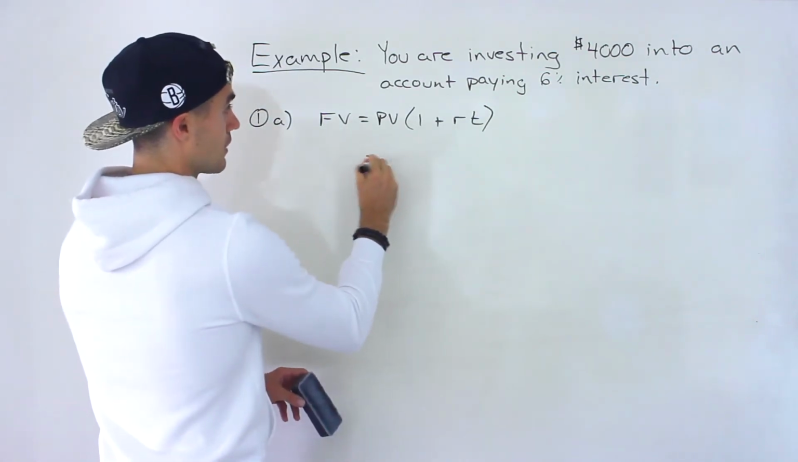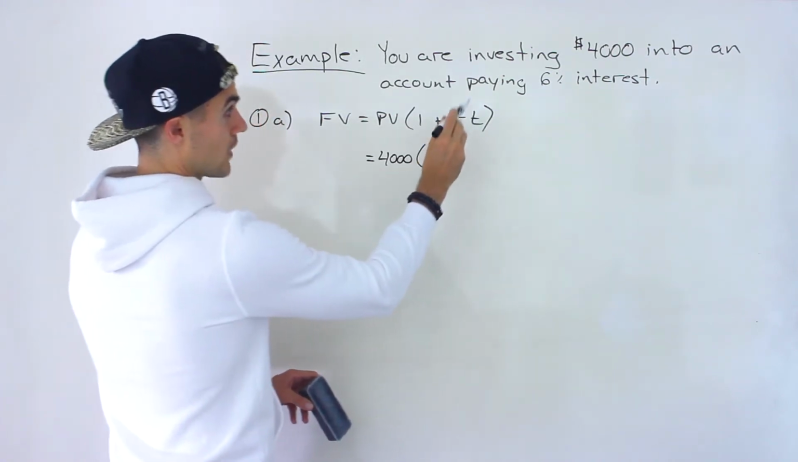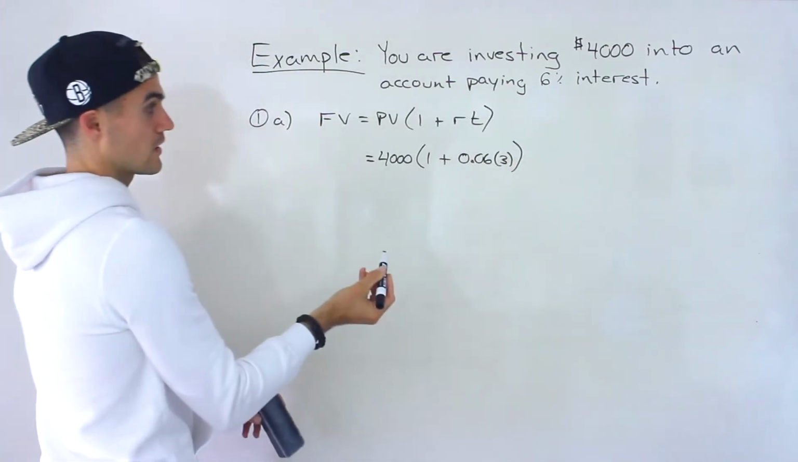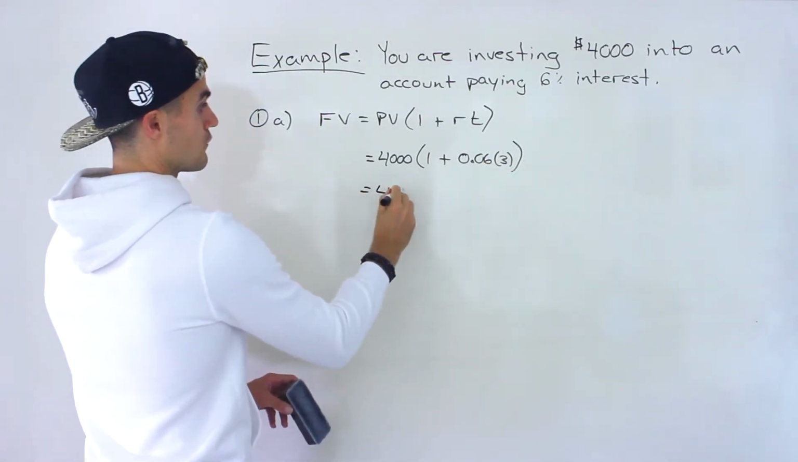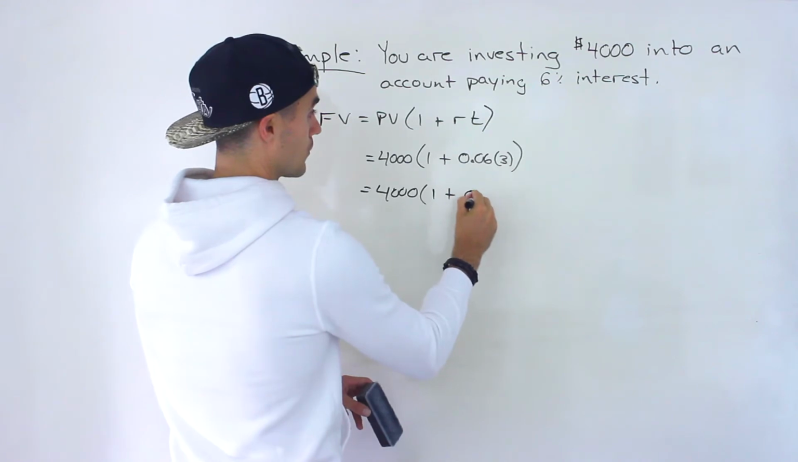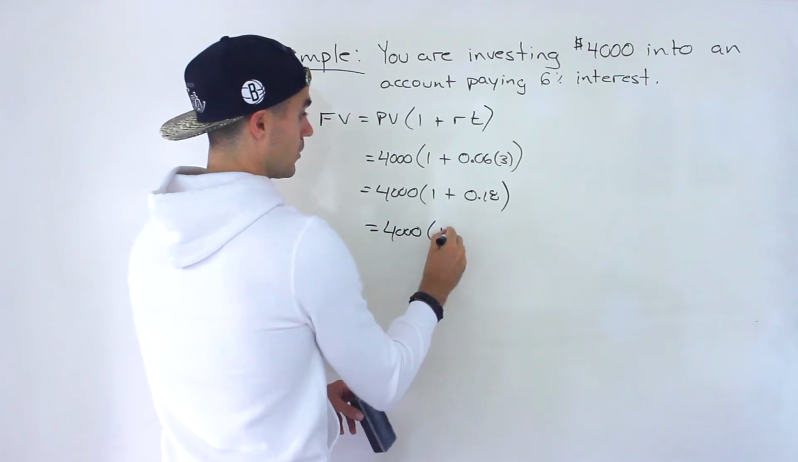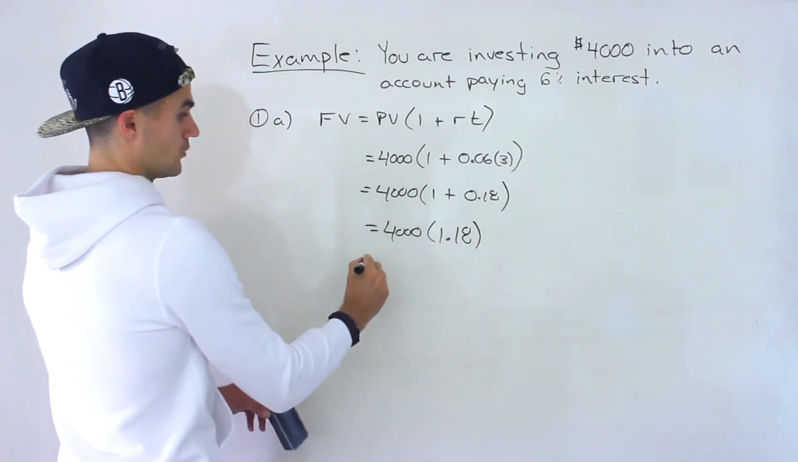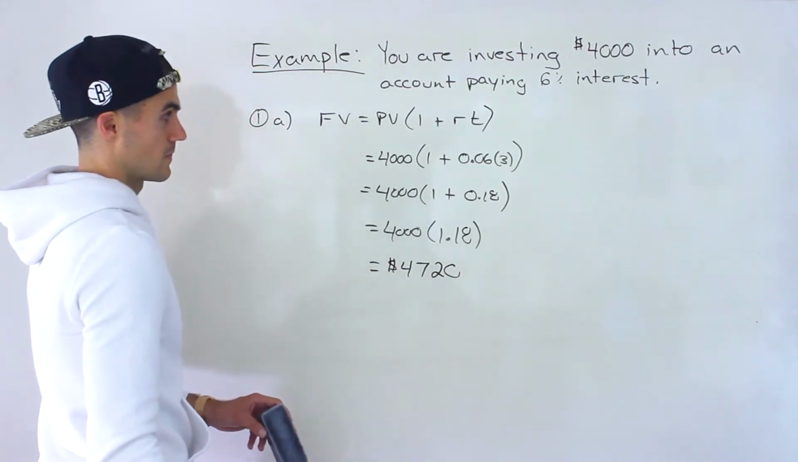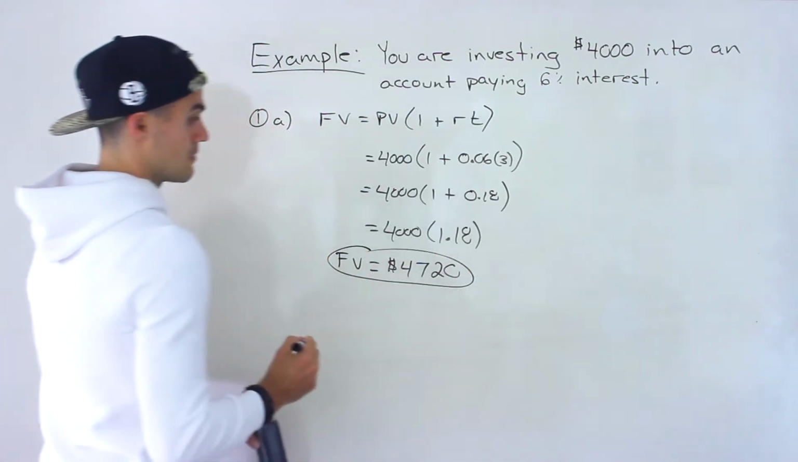And so if we input everything here, we would have 4,000 times 1 plus, the rate is 6%, and this is going to be for 3 years. Be careful with the order of operations, so we've got to multiply here first, so that would be 0.18. Then we'd have 4,000 times 1.18. And then when we multiply these, we would end up with 4,720, right? So that's what the future value is going to be.